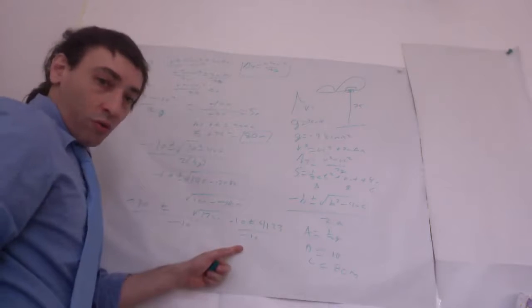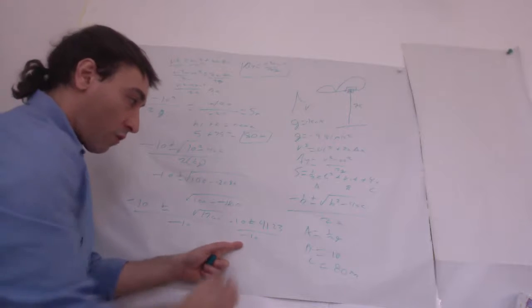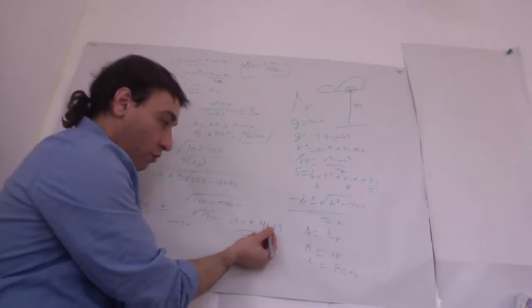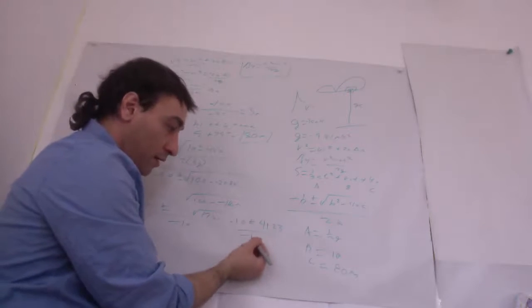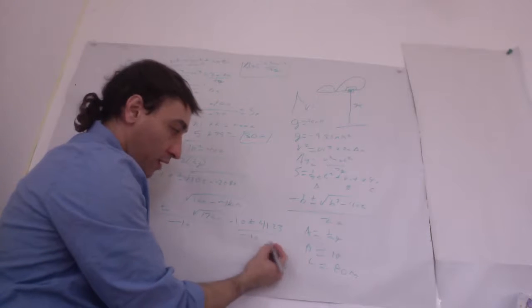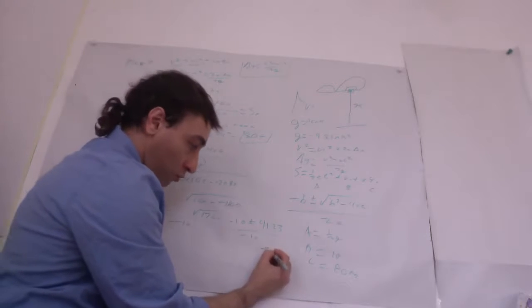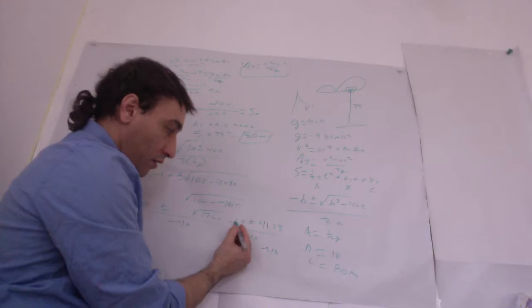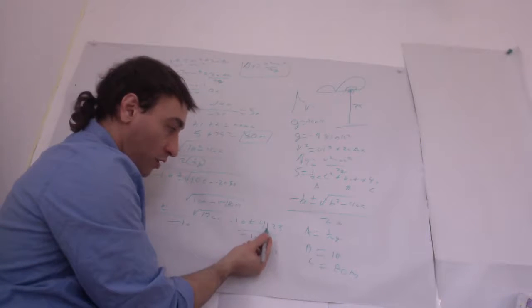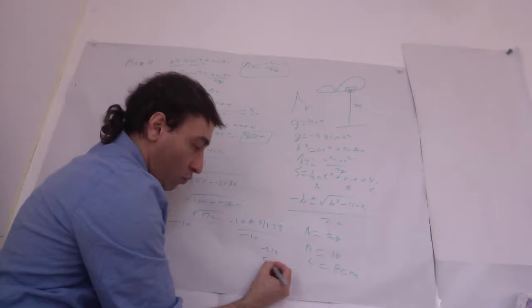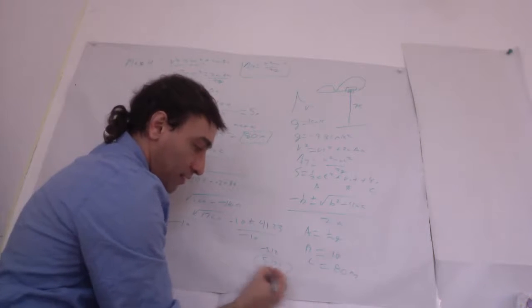And this is going to be one more step closer. Negative 10 plus 41 is going to give you 31, and negative 10 minus 41 is going to give you negative 51. Negative 51 divided by negative 10 is going to give you 5.12 seconds.